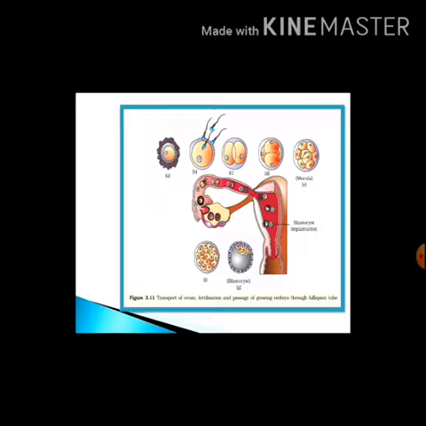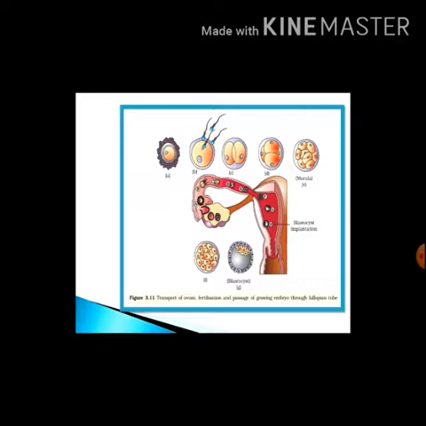The cells of the uterus divide rapidly and cover the blastocyst. So, the blastocyst gets embedded in the endometrium of the uterus. This process is called implantation. Implantation leads to pregnancy.